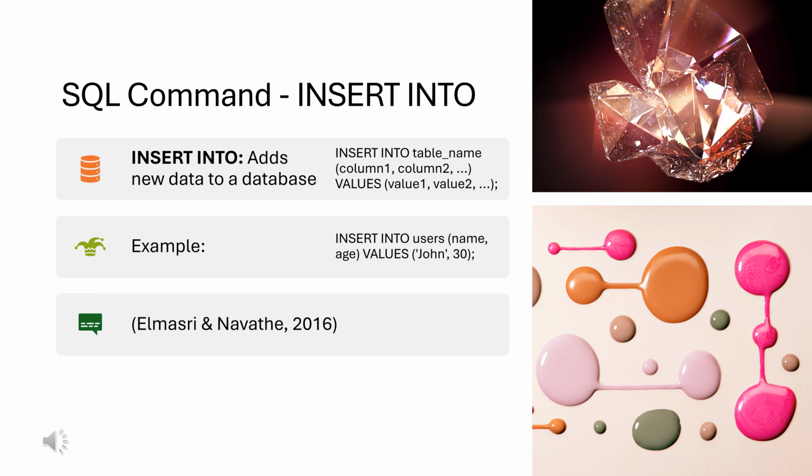The insert into command is used to add new data to a database. It allows us to insert new records into a table by specifying the columns and their corresponding values. For example, if we want to add a new user named John who's 30 years old, we would use the following query. This query inserts a new record into the users table with the name John and age 30.